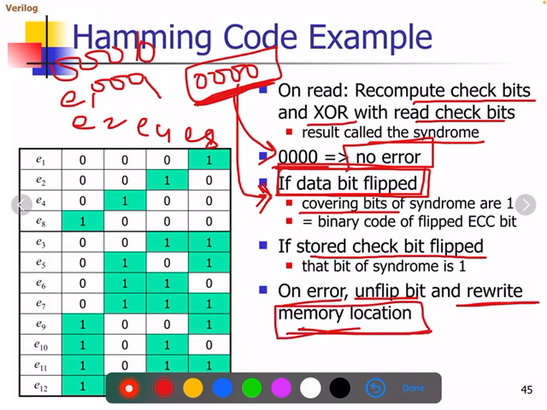We will see an example related to this in the classroom. So this is about error detection and error correction in memories.